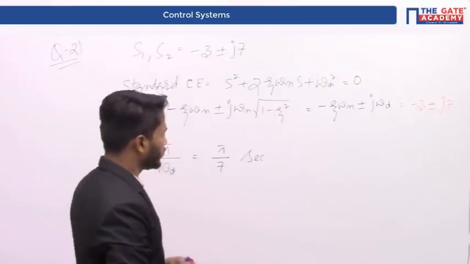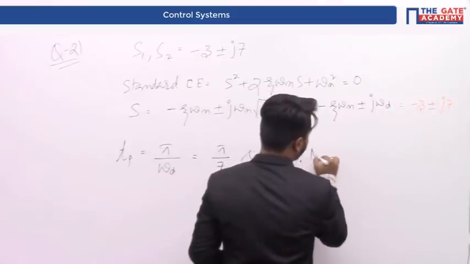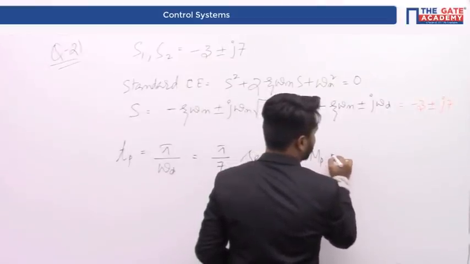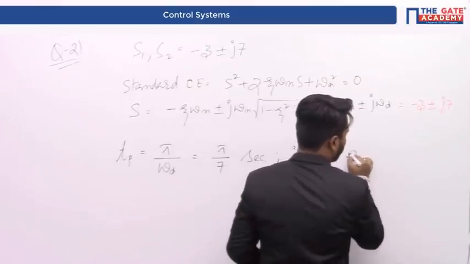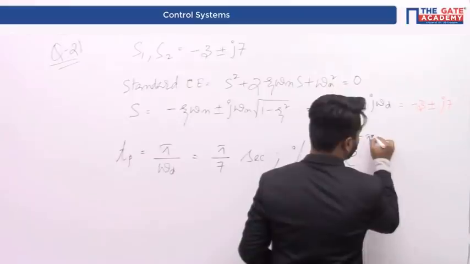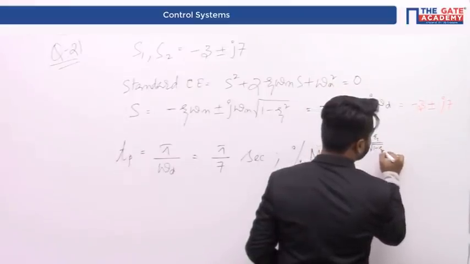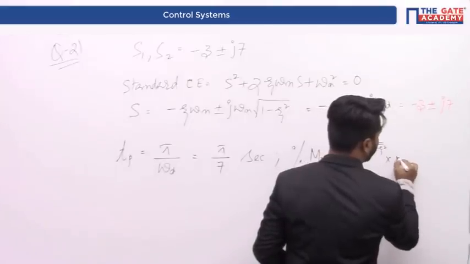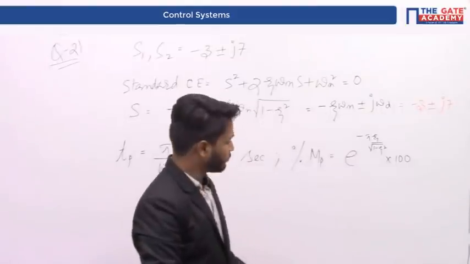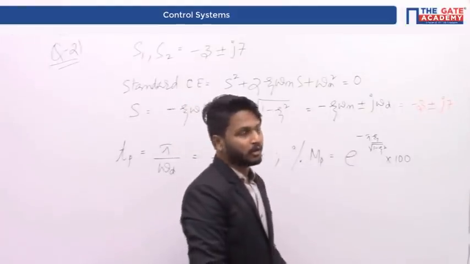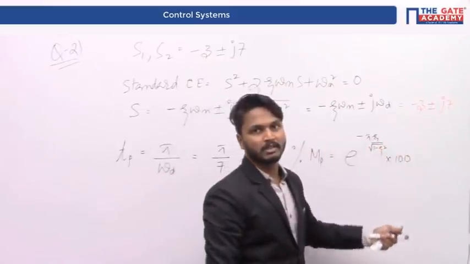So what is the formula you have for percentage overshoot? Maximum peak overshoot MP in percentage is equal to e power minus pi zeta by under root 1 minus zeta square multiplied by 100. This is the formula you have for maximum peak overshoot. So from this, can you calculate zeta by under root 1 minus zeta square?